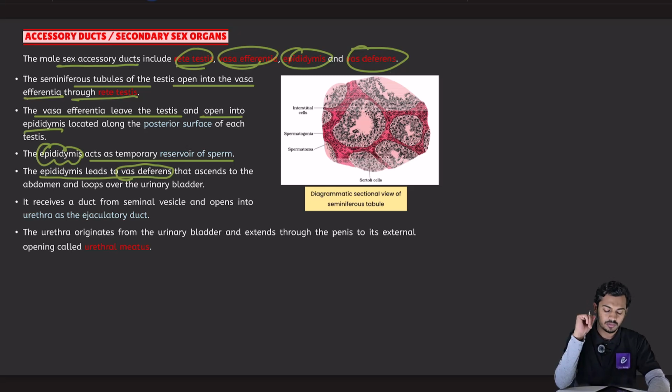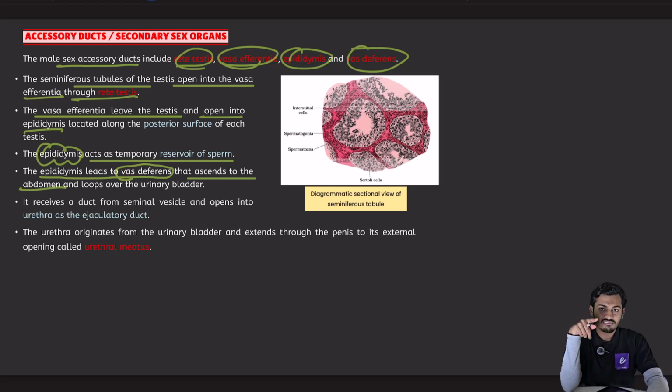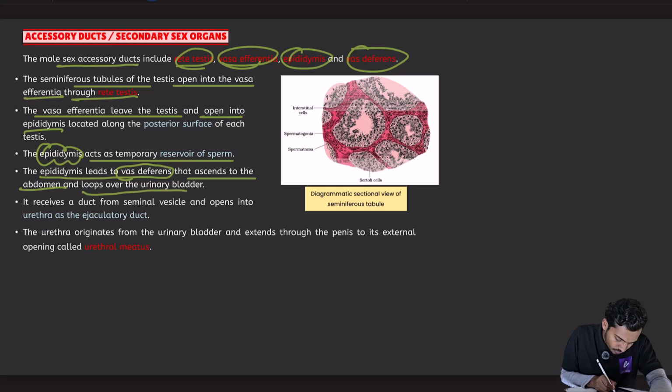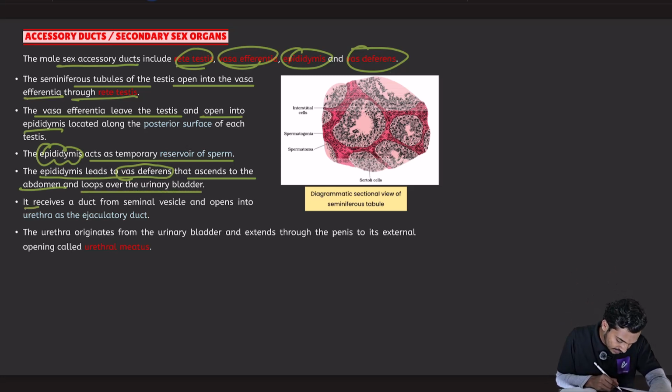ये तो मैंने ऑलरेडी आपको पढ़ा दिया था. Epididymis will continue as vas deferens. Now what happens? Vas deferens will ascend to the abdomen. Pelvic region में मैंने आपको समझाया था कि vas deferens will go in the abdomen, right? It will loop over the urinary bladder. So vas deferens will loop over the urinary bladder and then it will join with the duct of seminal vesicle. It will join with the duct of seminal vesicle and it will open into urethra as ejaculatory duct.